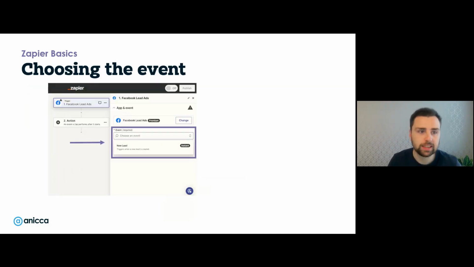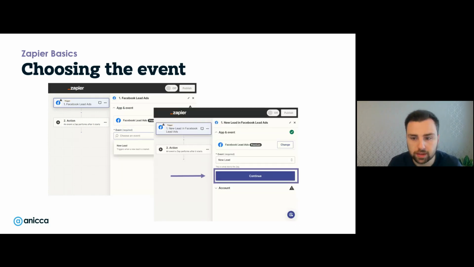You will then be presented with a page that looks a little bit like this. And in quite a lot of the triggers, the event, there's not many to choose from, which makes it really easy. So in this instance, you've only got one action, which is this Zap will trigger when a new lead in Facebook is created. So simple, that's what we definitely want to do. So we click on that, and that's our event set up. And then we click continue.